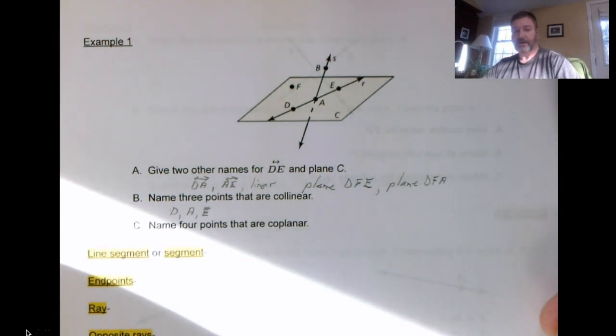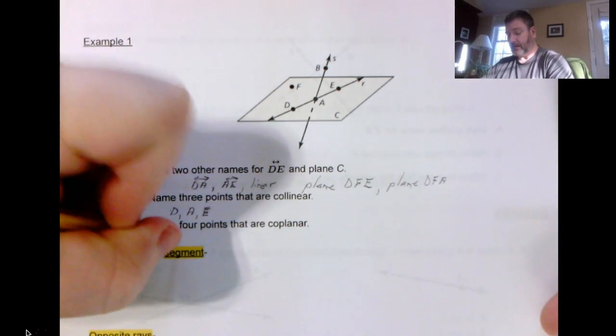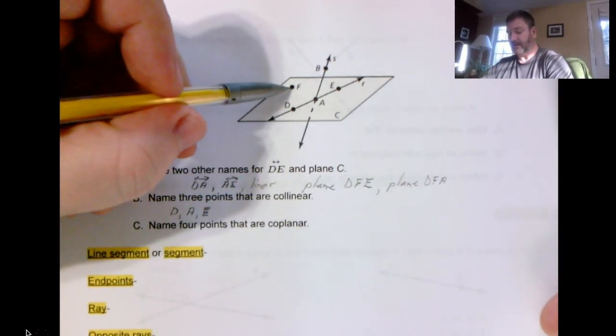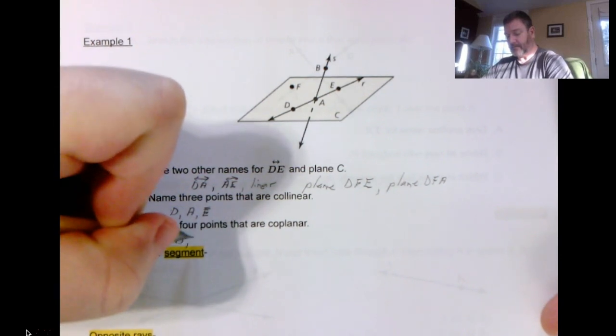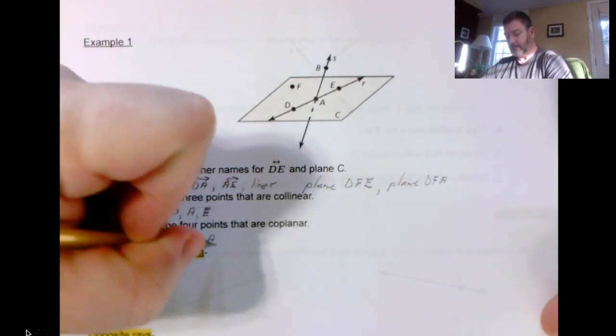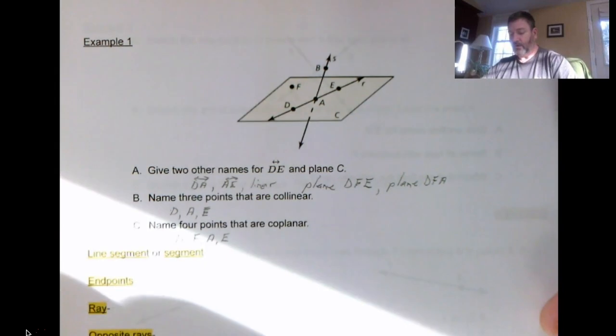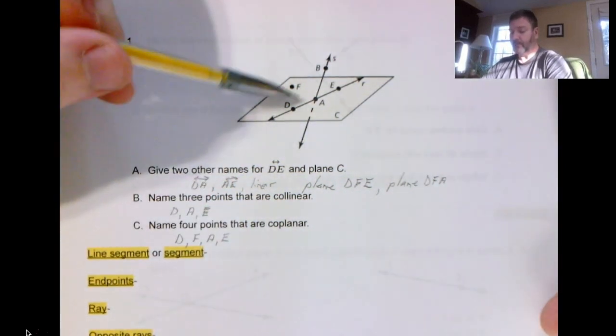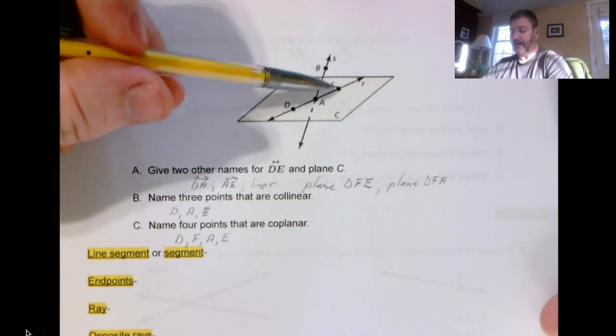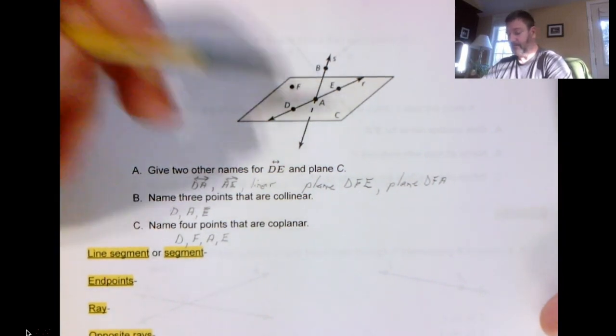Name 4 points that are coplanar, 4 points that are in the same plane. And that would be points D, F, A, and E. Those are all points that are in the same plane. They're all in plane C. I could also, if I wanted to, name points D, A, E, and B.